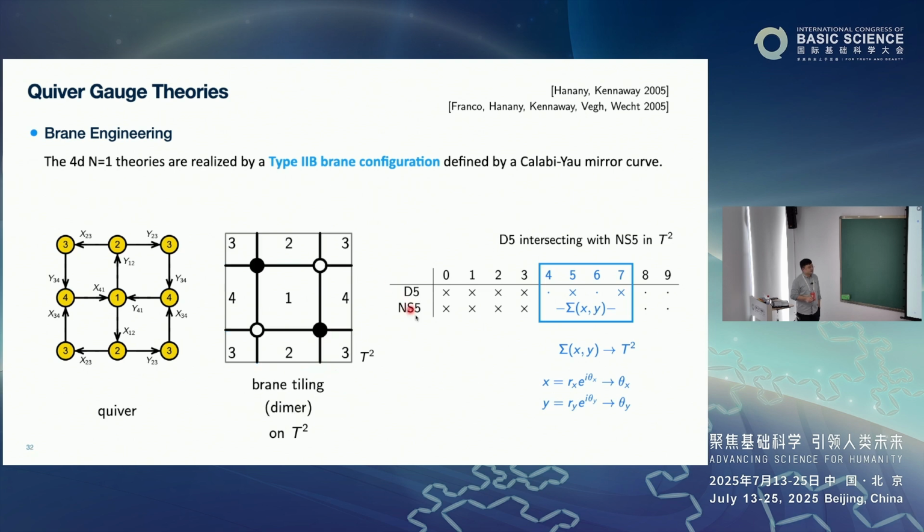In fact, this brane configuration on this 2-torus is also identified with a so-called bipartite graph on the torus known as a brane tiling, or in the math literature as a dimer model. Talking about this dimer model itself is a talk on its own, so I'm just hinting at it. But the important thing is that the curve that you obtain from the toric Calabi-Yau threefold essentially tells me the brane configuration of D5 and NS5 branes that realizes the corresponding 4d N=1 theory given by the quiver diagram and the interaction terms encoded in it.